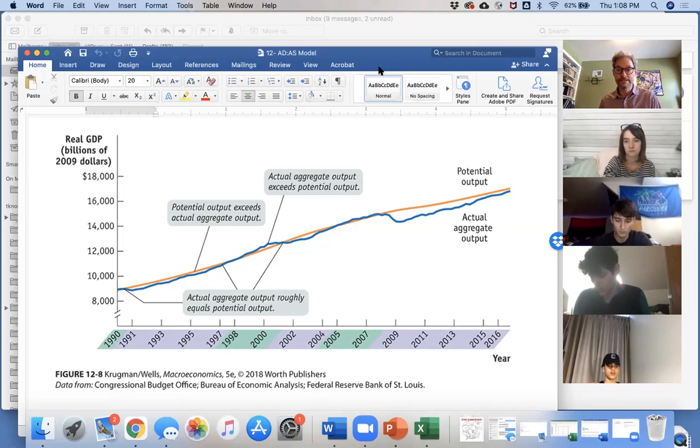And so the question for us is why? Why aren't we always at potential output? In other words, that classical model that potential output is all that matters is obviously not true, right? Or at least there's limitations to that model. So what drives us below potential output?